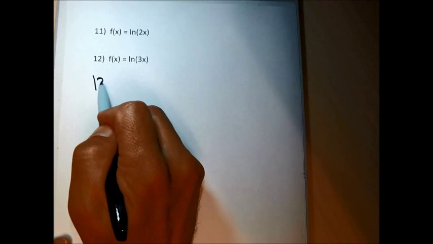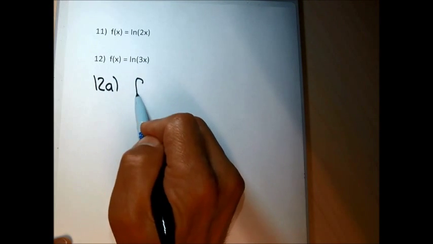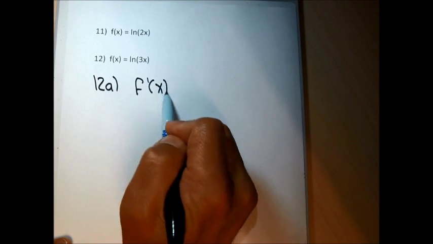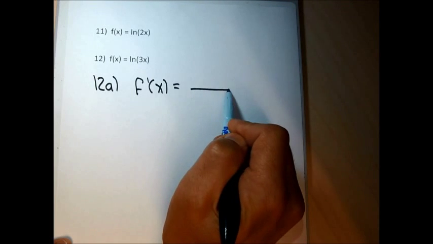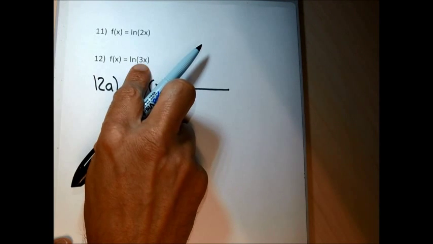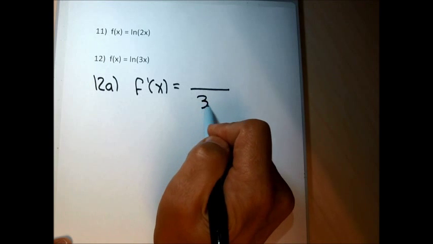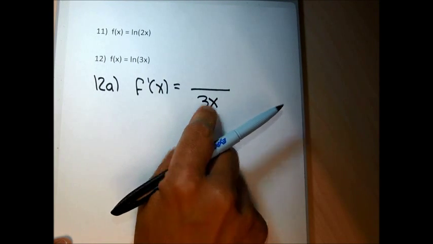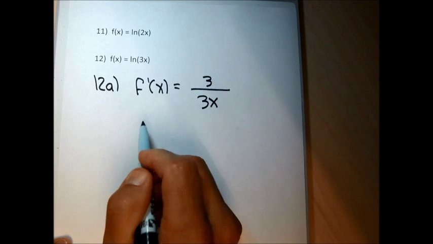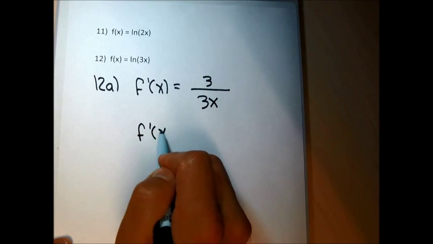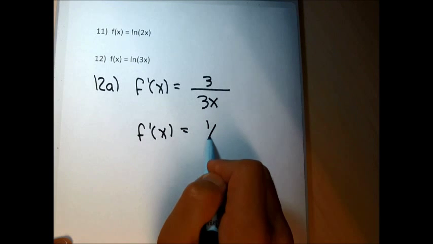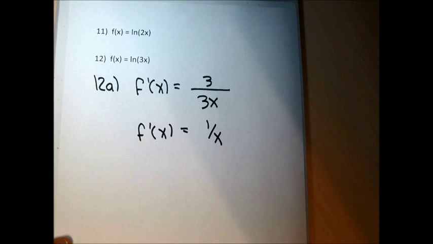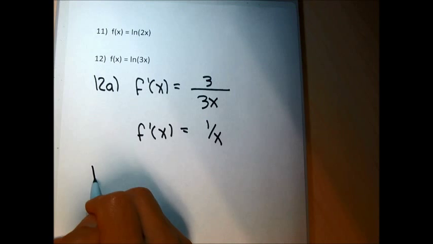So for 12a, when I do f prime of x, because it's a natural log, I form a fraction. In the denominator, I get the argument, which is 3x. And in the numerator, I get the derivative of that argument. The derivative of 3x is just 3. And now I'm going to cancel, and I'm going to get 1 over x. That's part A done. I'm going to move to part B.